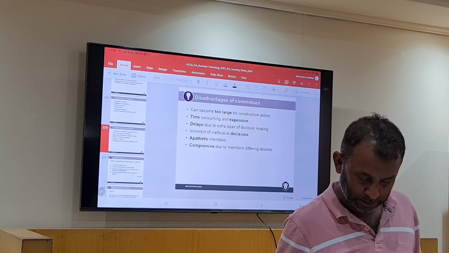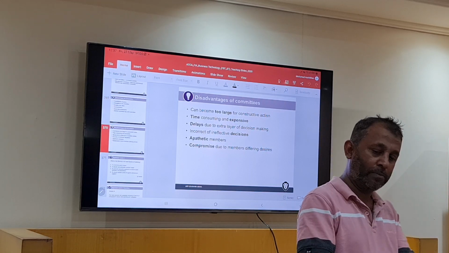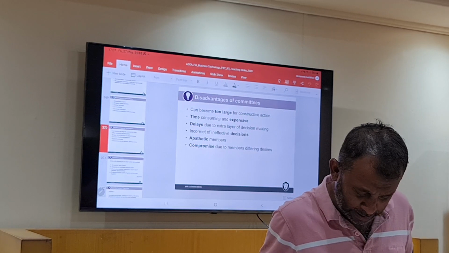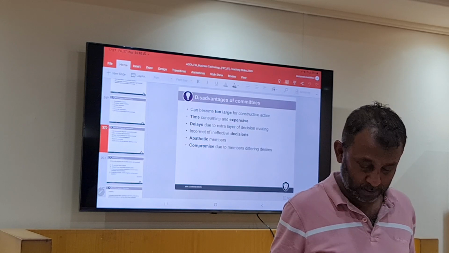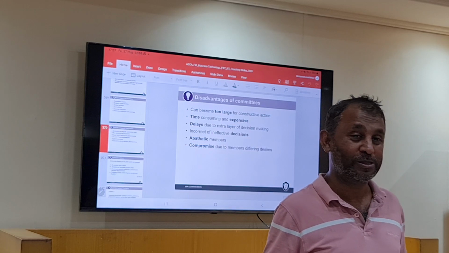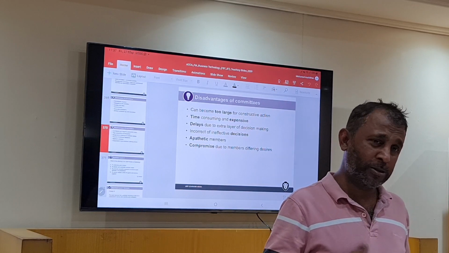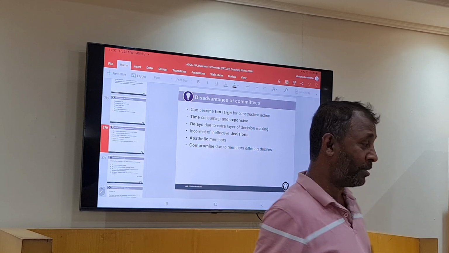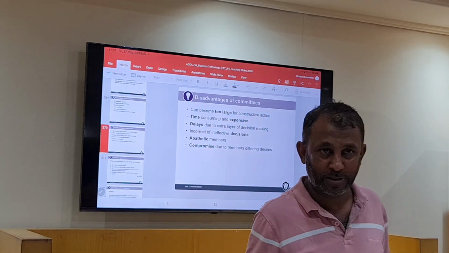But let's see the disadvantages. Can become too large for constructive action. Everybody is pulling, so time consuming and expensive, obviously. Delays due to extra layer of decision making. Incorrect or ineffective decisions. Apathetic members, meaning attitude-minded members. Everyone is saying, okay, that way. I also think, yes, it should be that way, but if I say that, it disturbs my attitude. So I say this. So, compromise due to members' differing desires.